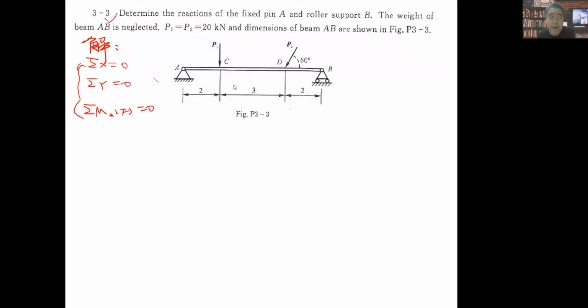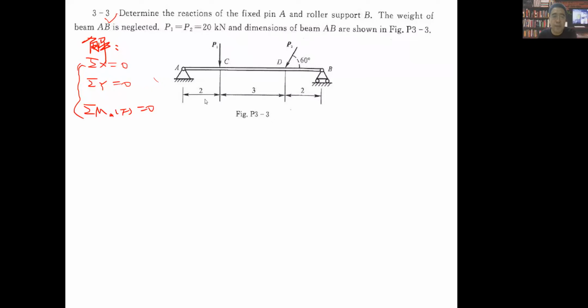This problem is very simple. Why? Because it's only about one part. You see, there is only one part, AB, which has two types of constraint with the fixed body or the frame. So if we want to get the answer to this problem, we should first, according to the type of constraint, give the force analysis, right?